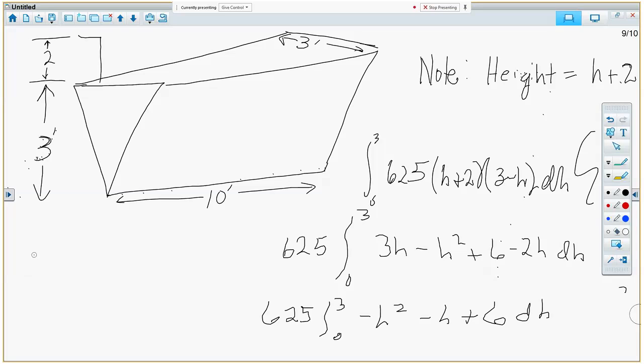So that's going to be 625 and brackets negative h squared, h to the third over 3. Miss Anthony, you're not even paying attention. Hurting my feelings. Minus h squared over 2. Be plus h, thank you. Plus 6h. Evaluated at 3.